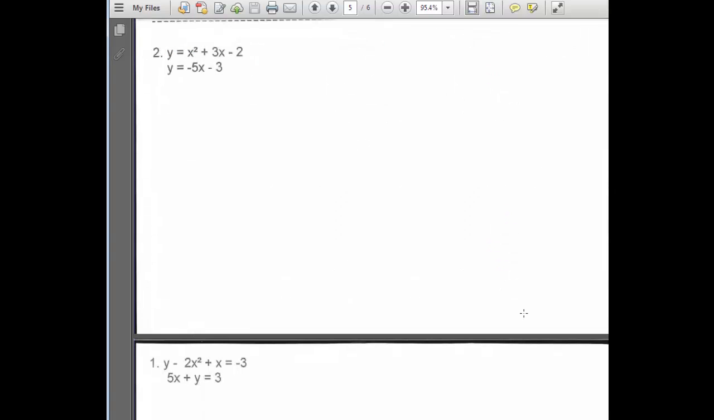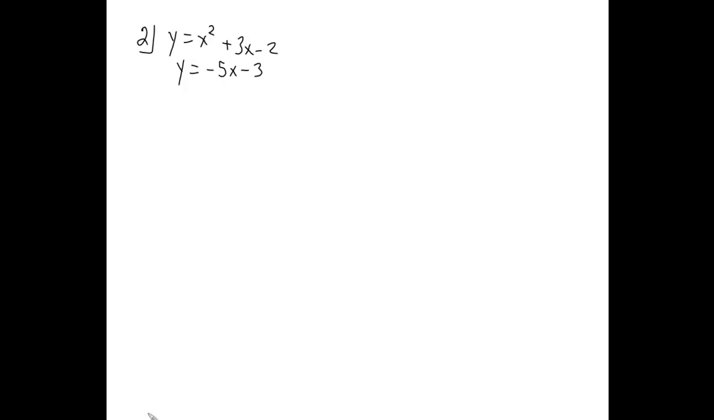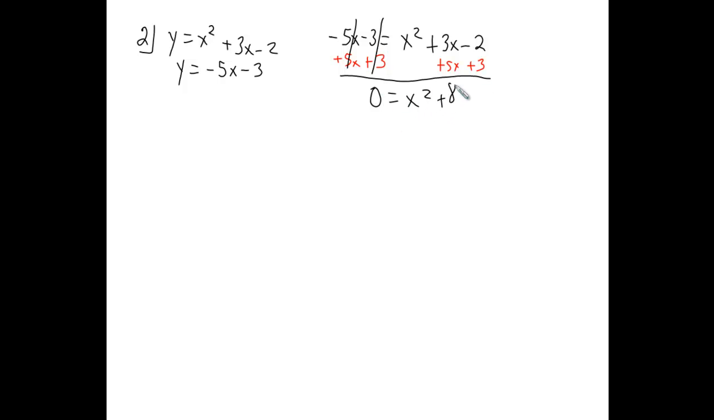Next problem. Let's look at example 2. Notice that y is equal to both x squared plus 3x minus 2 and negative 5x minus 3. Because of this, I am able to set both of these equal to each other and solve. The goal is to get 0 on one side. Let's add 5x to both sides and add 3 to both sides. 0 is equal to x squared plus 8x plus 1.